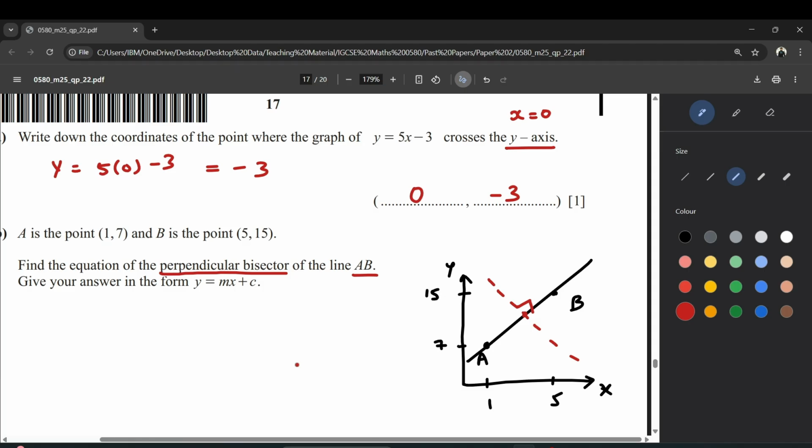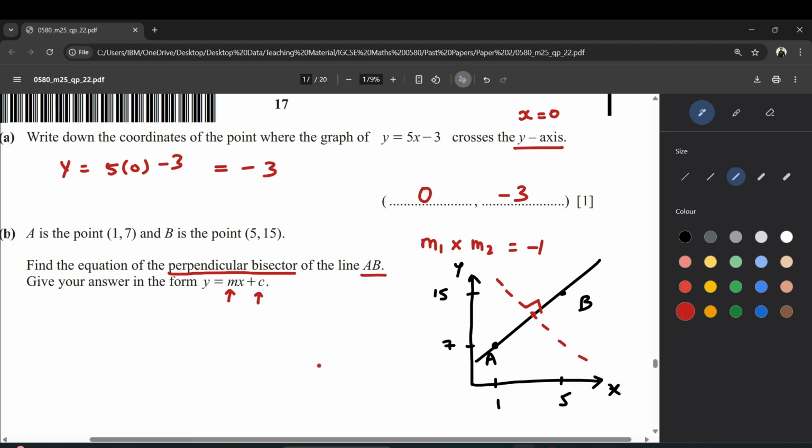Now remember that if you want to find the equation of a straight line, you need two things. You need the gradient of that straight line, and you need the y-intercept. In order to find the gradient, I can find the gradient of the line that passes through AB, and then we know that if two lines are perpendicular to each other, then the product of their gradients is equal to -1. So we have m1 times m2 equals -1. We can use this property to work out the gradient of our perpendicular bisector.